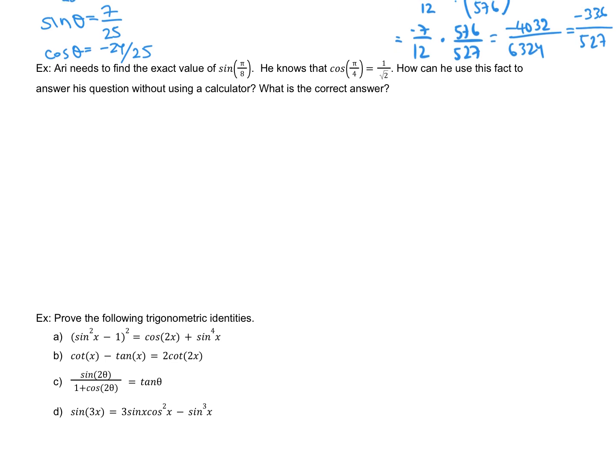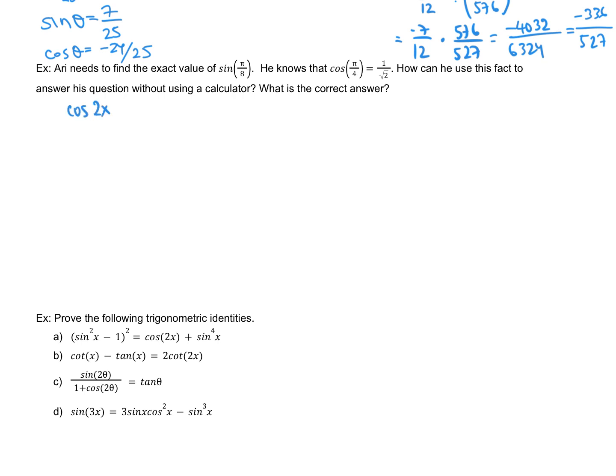Ari needs to find the exact value of sine of pi over 8, and he knows that cos of pi over 4 is 1 over root 2. How can he use this fact to answer this question without using a calculator, and what is the correct answer? So I need to use a double angle formula here that has sine and cos in it, where one's a double angle and one ratio is not for a double angle. And that makes me think of the cos double angle formula.